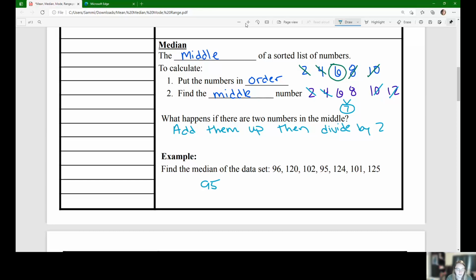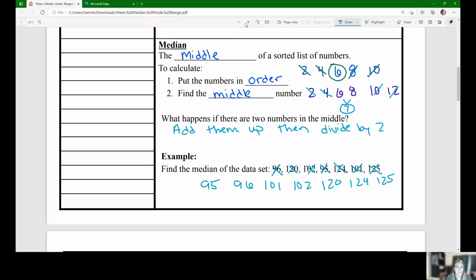To keep it organized, I like to cross them out as I go to know that I did that one. After 95, the next smallest is 96. Then looks like 102, but if I keep looking, I do have 101. Now I can do 102. Now 120, 124, and 125. Something important to know is if I had any of these numbers listed twice, I would write them down twice. Like if I had 2 124s, I would write 124, 124.